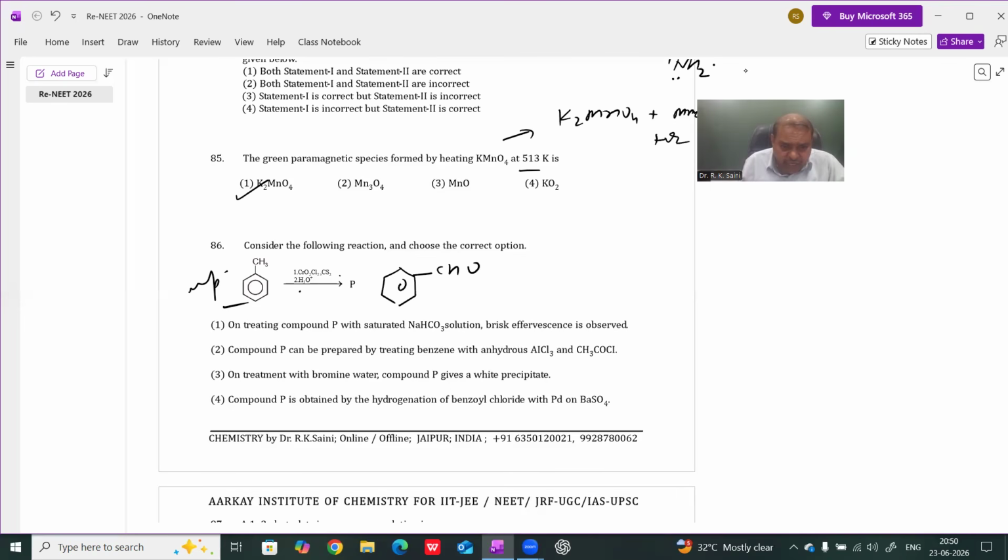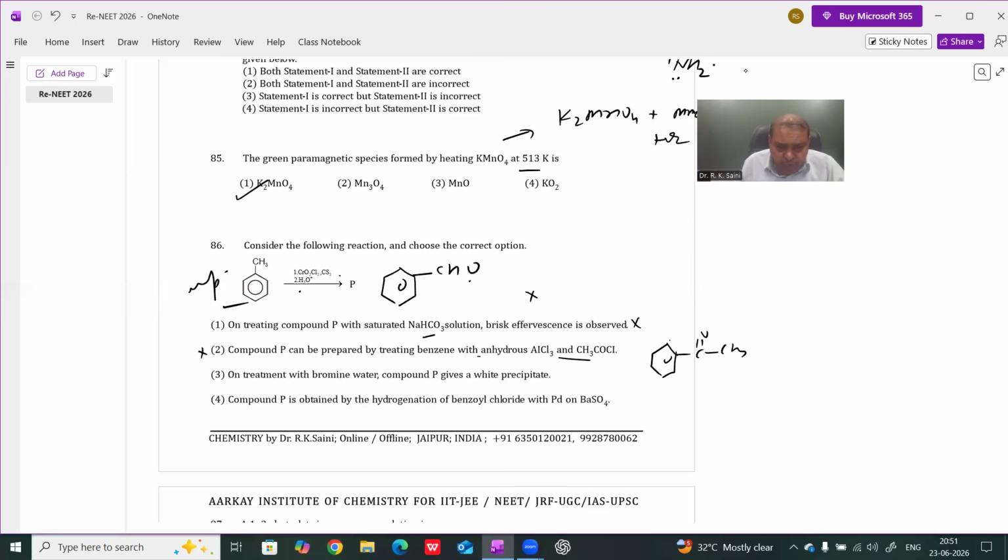Then on treating the product P with sodium bicarbonate solution, brisk effervescence is evolved. It is incorrect because it is not an acid, which would evolve CO2 with sodium bicarbonate. Next, P is prepared by treatment of benzene with anhydrous AlCl3; it is incorrect. When benzene undergoes Friedel-Crafts acylation, the product is acetophenone, not benzaldehyde. It is also incorrect.